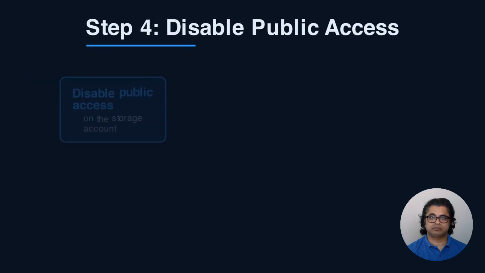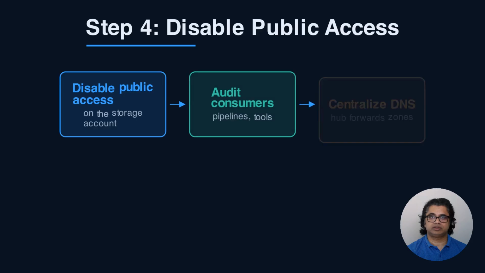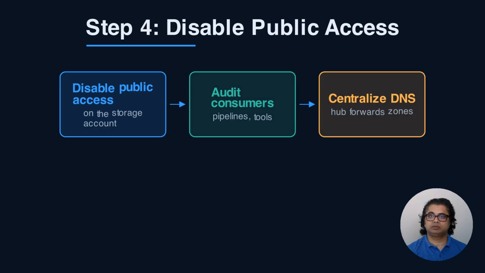With DNS in place, close the front door. On the storage account, set public network access to disabled. Now the only way in is through the private endpoint. Be deliberate here. Any service that reached this account over the public internet, including some platform features and your own pipelines, now needs a private path or an exception.